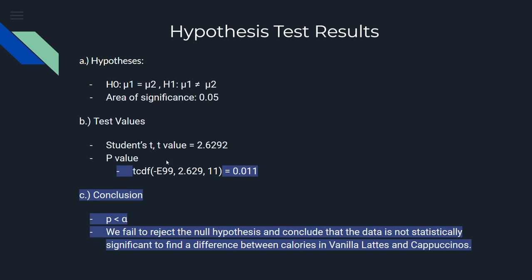For my p-value, I used tcdf, and from there I plugged in my lower and upper values, which are negative E99 and 2.629, and I also plugged in my degrees of freedom. That gave me about 0.01, so pretty much 1%. That got me to a conclusion that my alpha value, my level of significance, is greater than my p-value. In this case, we would reject the null hypothesis and conclude that the data is statistically significant to find a difference between calories in vanilla lattes and cappuccinos.